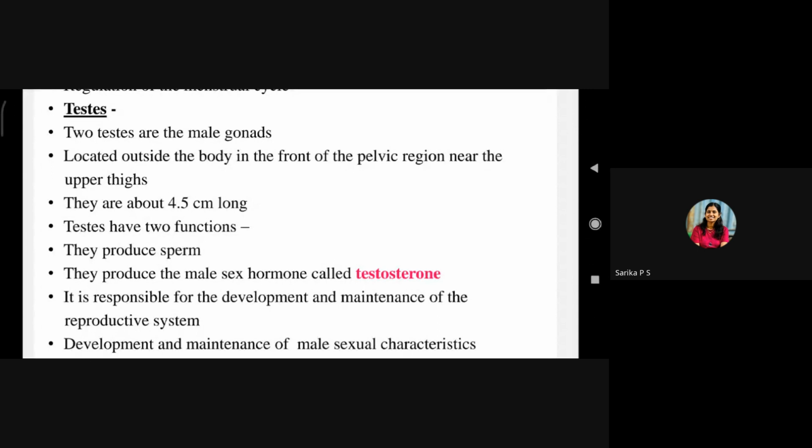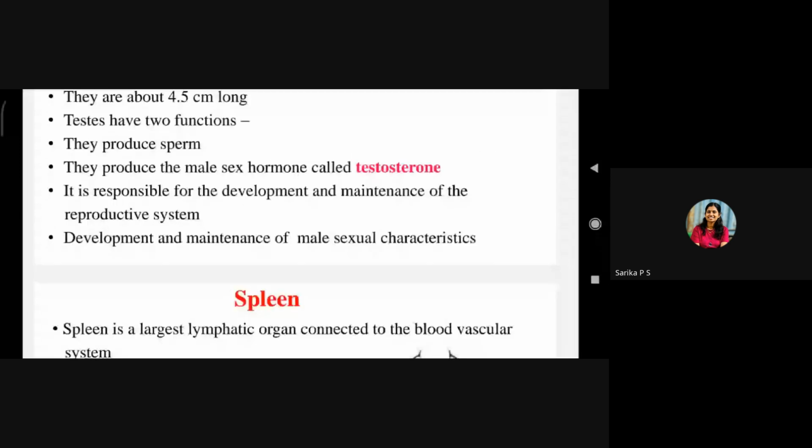They are about 4 to 5 cm long. Testes have two functions. They produce sperm. They produce the male sex hormone called testosterone. What were the female sex hormones produced by the ovaries? Estrogen and progesterone. Very good. And this is testosterone in male. It is responsible for the development and maintenance of the reproductive system, and development and maintenance of male sexual characteristics.